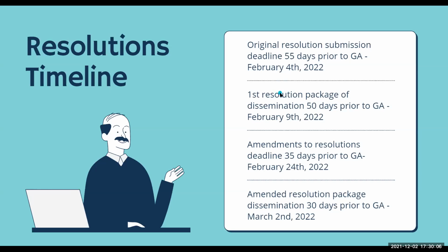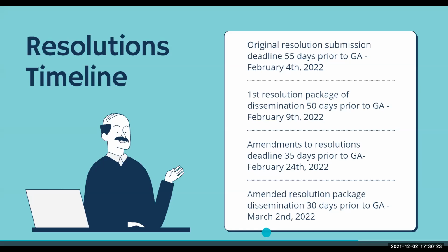We'll get all those resolutions, make a packet of them for people to review, and we'll disseminate that 50 days prior to GA, and that'll be February 9th. And then amendments to resolutions, that'll be 35 days prior to GA is when you've got to have those in, which will be February 24th, 2022.